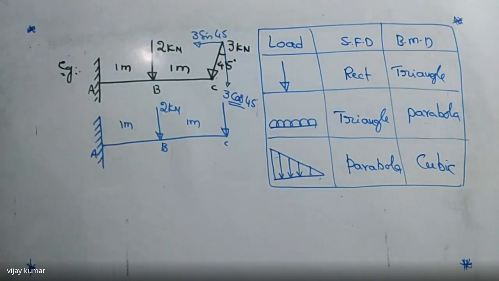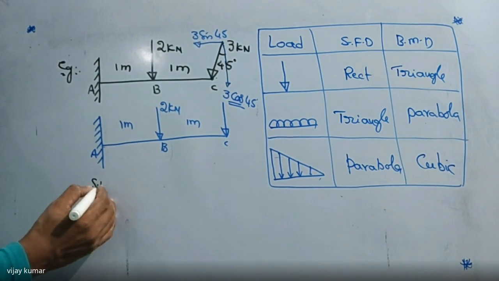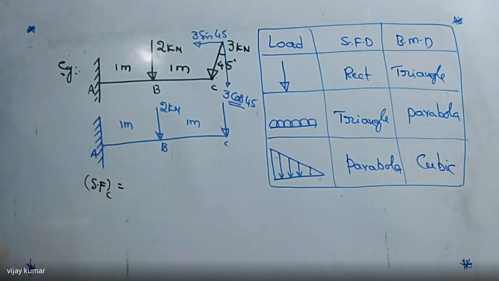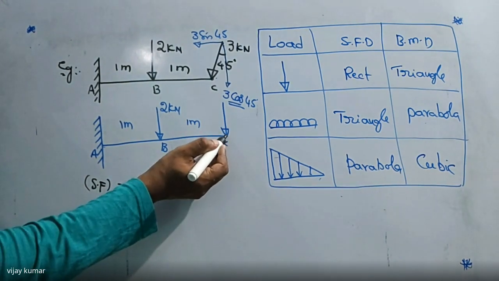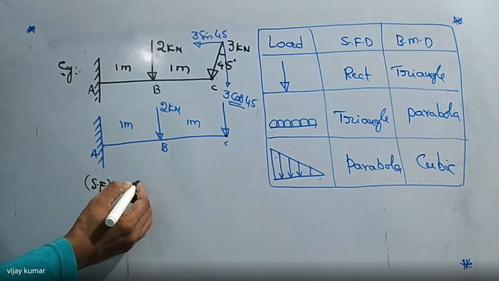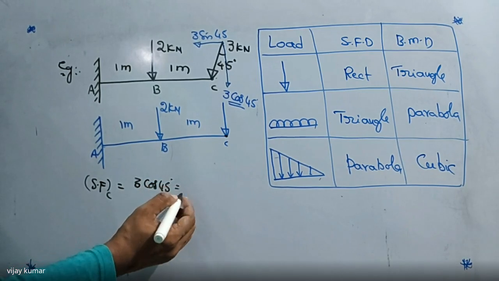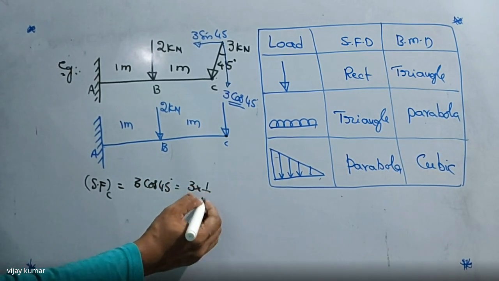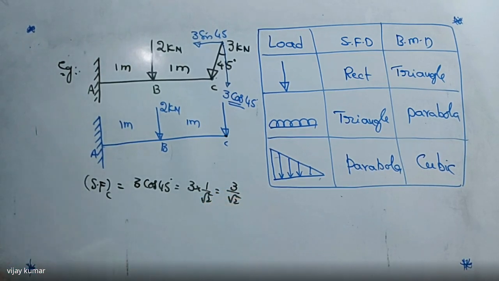Listen carefully. Here I'm writing the shear force at C. How many forces are acting at point C? Only one force is acting, in the vertically downward direction. So I'm writing here 3 cos 45 degrees, that is 3 into 1 by root 2. That is 3 by root 2, the value of shear force at C.